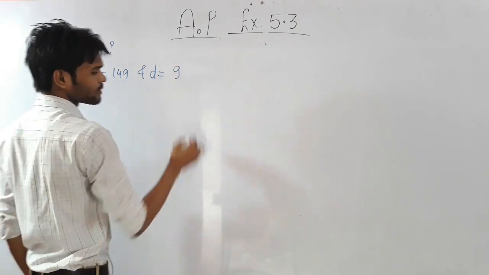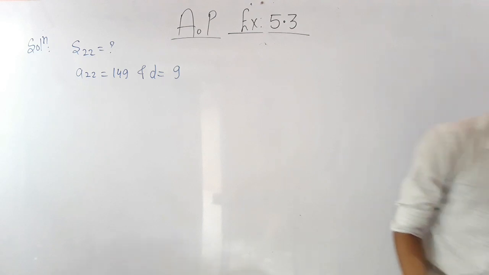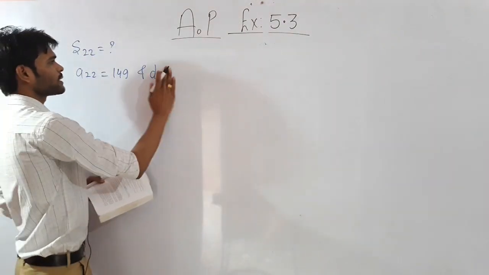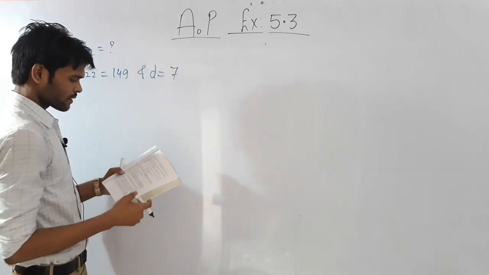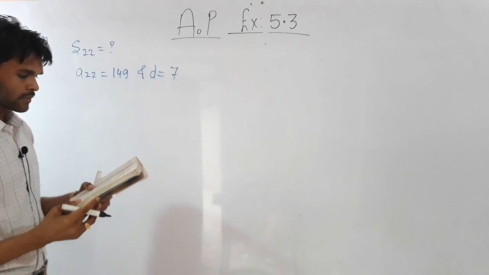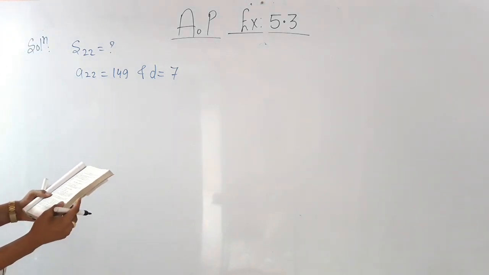to 9, okay, and d is equals to 7, huh? Not 9. Here it is given 7. So we need to find the sum of 22 terms. We need to find sum of 22 terms.